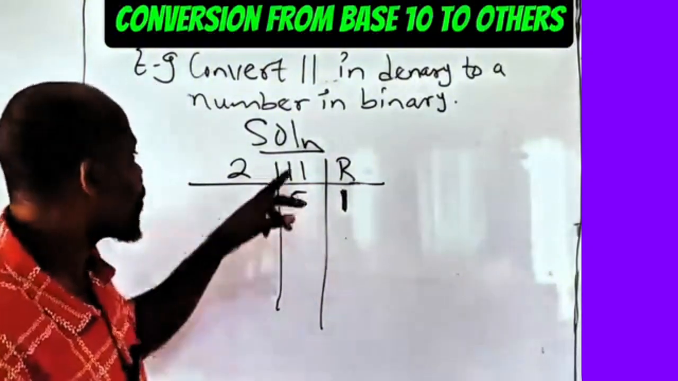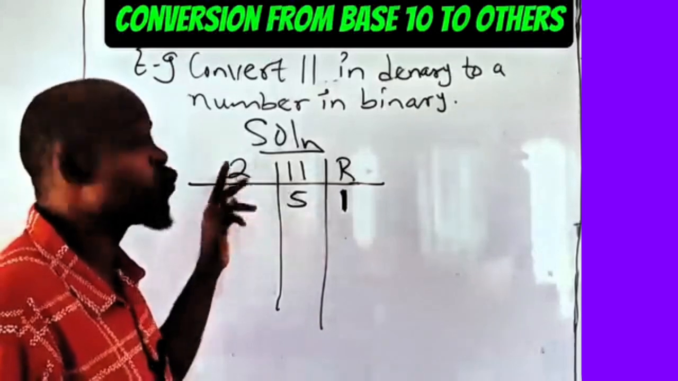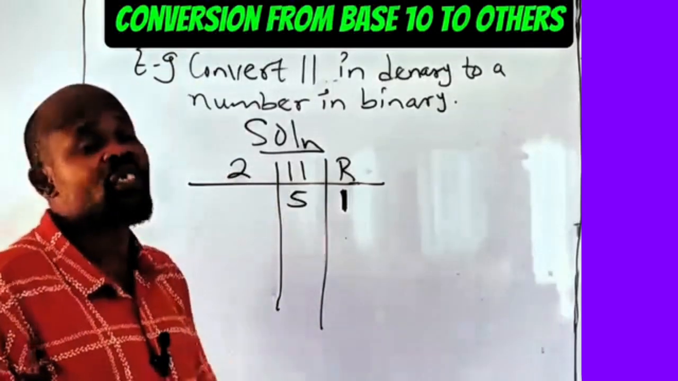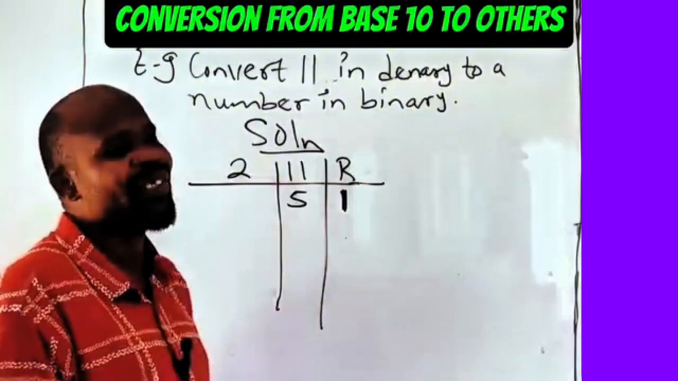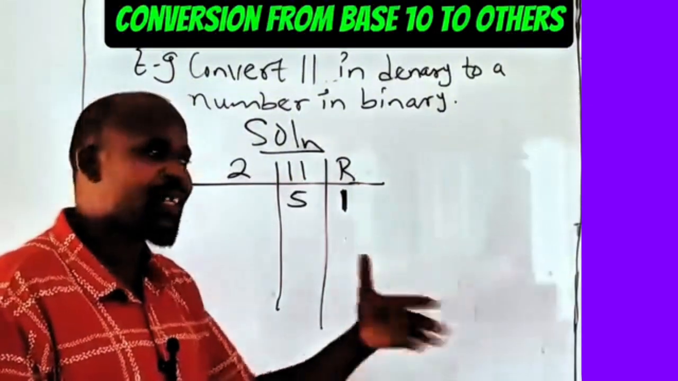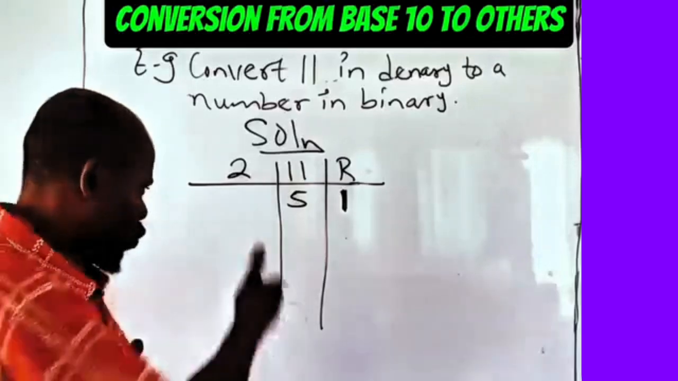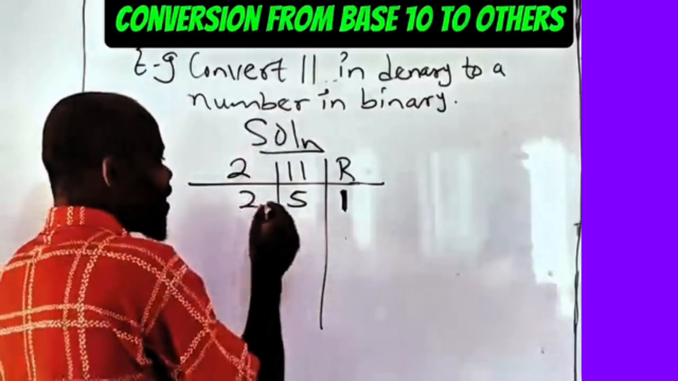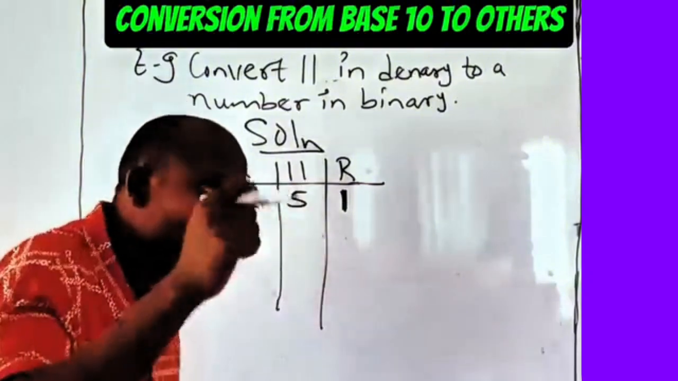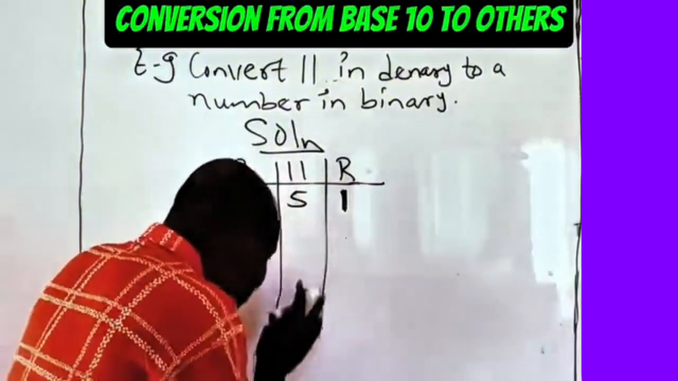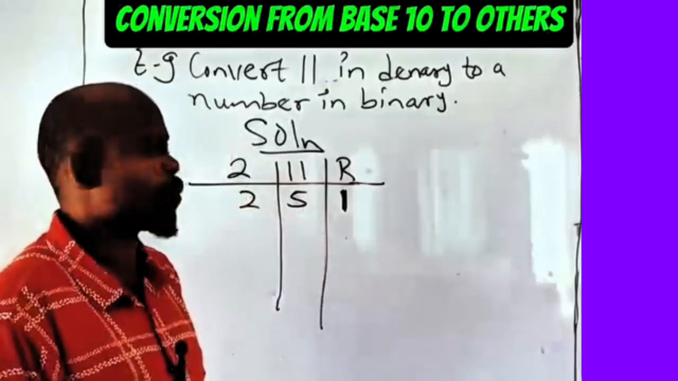Let me take it again. How many times can 2 divide 11? It is 5 times, but it does not end there. If it goes into 11 up to 5 times, 1 will remain, and you write down the 1. You still bring down the 2. Now that is the repeated division method. You continue this process until one of these values on this side becomes 0. Then you stop.